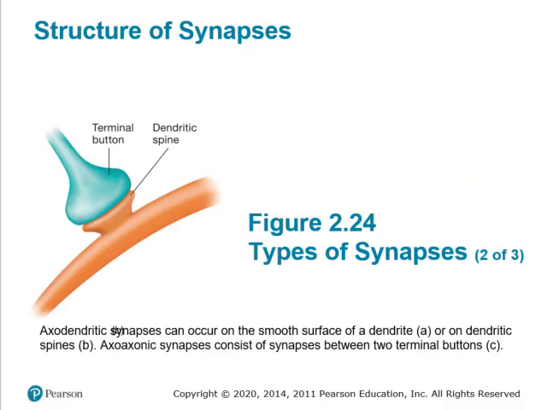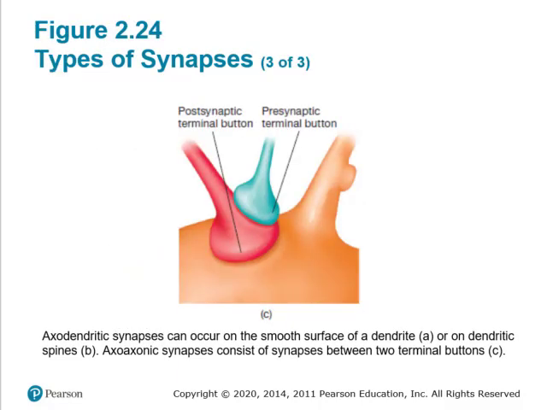By contrast, we also have synapses that can occur between the terminal button and a dendritic spine. And so it's important to note that axodendritic synapses can take both forms. Also, it's possible to have a presynaptic terminal button and a postsynaptic terminal button, both attaching to the dendritic spine. So in this case, we have an axoaxonic synapse consisting of synapses between two terminal buttons.